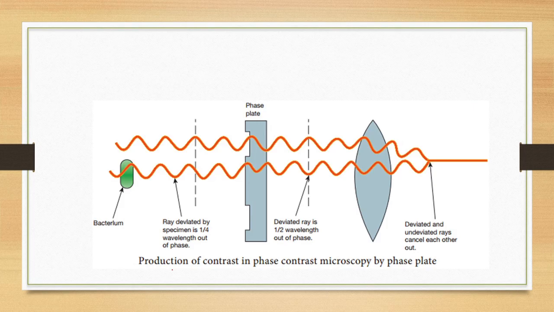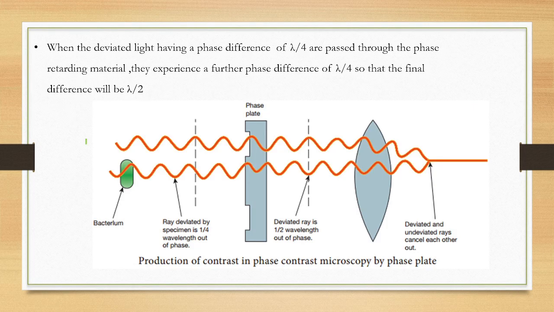Now let's look at how this happens. Now let's look at this structure. This is a non-deviated light, and this is the light passing through the bacterium and getting deviated here. So the ray is deviated by 1/4 wavelength, and it is called out of phase because its trough and its peak are in opposite directions, hence it is called out of phase.